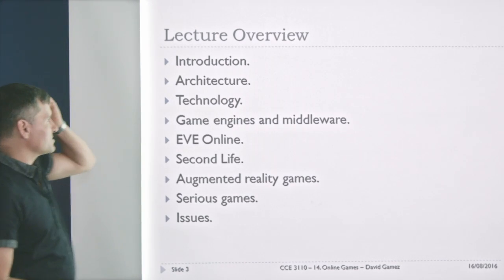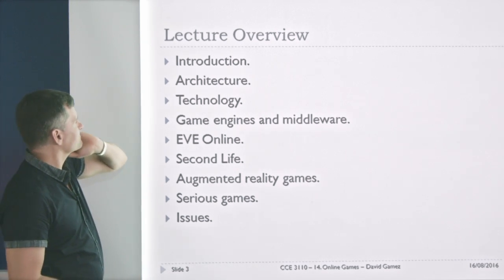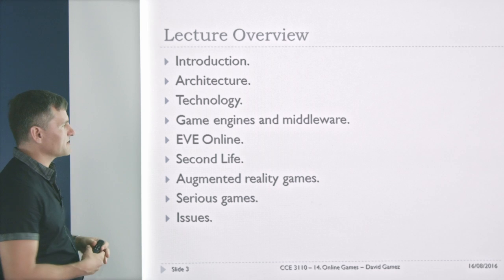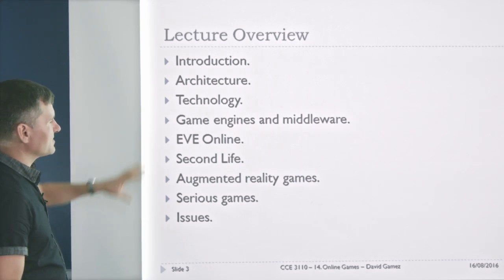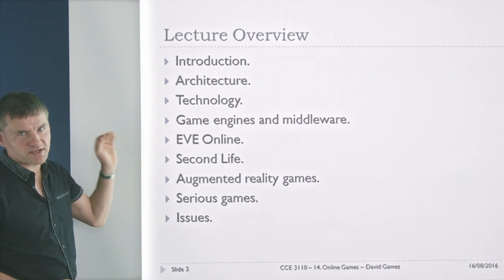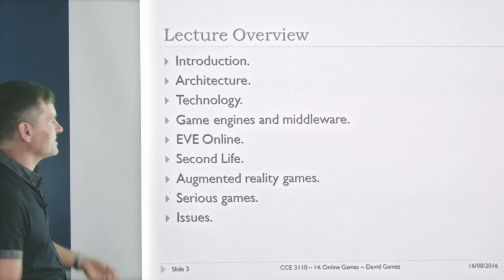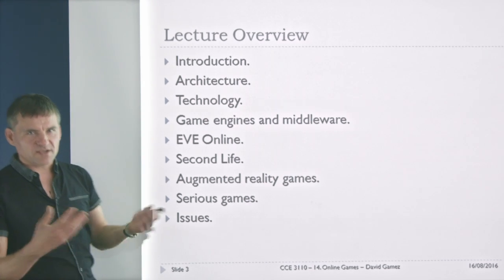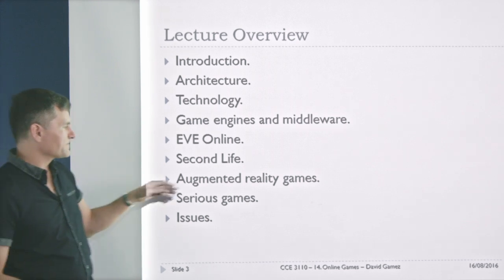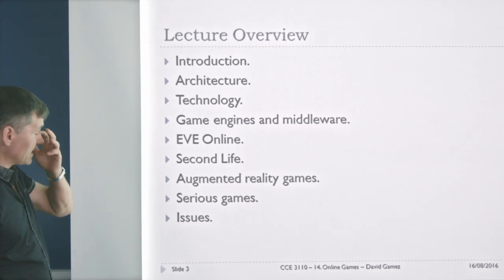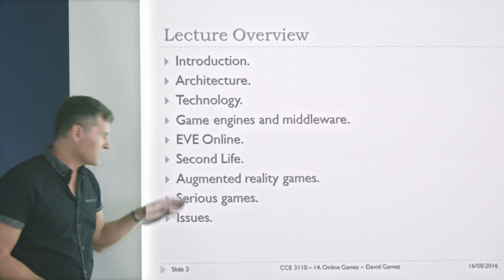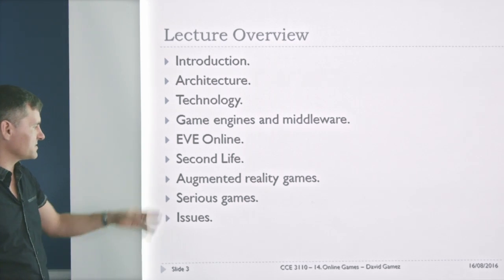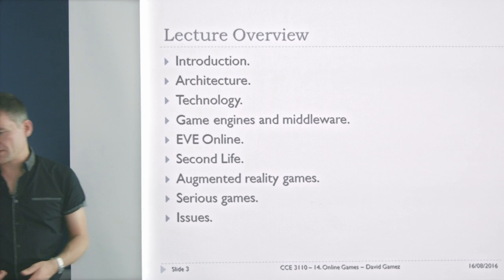So we're going to start with a little introduction, run through some architecture and technological choices, talk a little bit about game engines, middleware, a couple of concrete examples. So EVE Online is an interesting example of a massive multiplayer online game, as well as Second Life, which is sort of a game, but a very free and easy kind of game. And then some of the augmented reality games, just another paradigm that's emerging, and some of the applications of games in science, which is something that interests me, and some of the issues that are encountered.